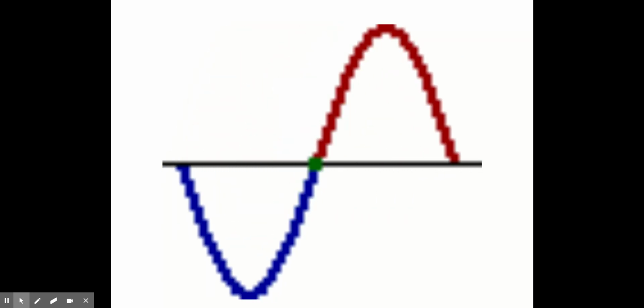And this works for any type of wave. This works for waves on a string, sound waves, light waves. They can all do this. And they don't have to totally destroy each other to be destructive interference, just at least partially destroy each other.